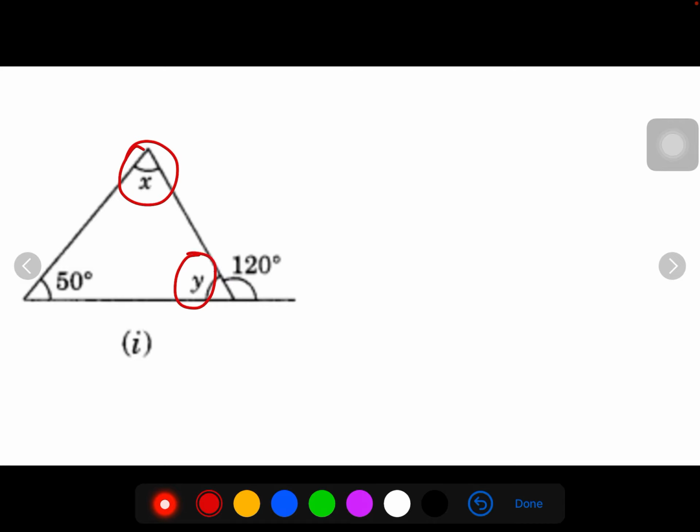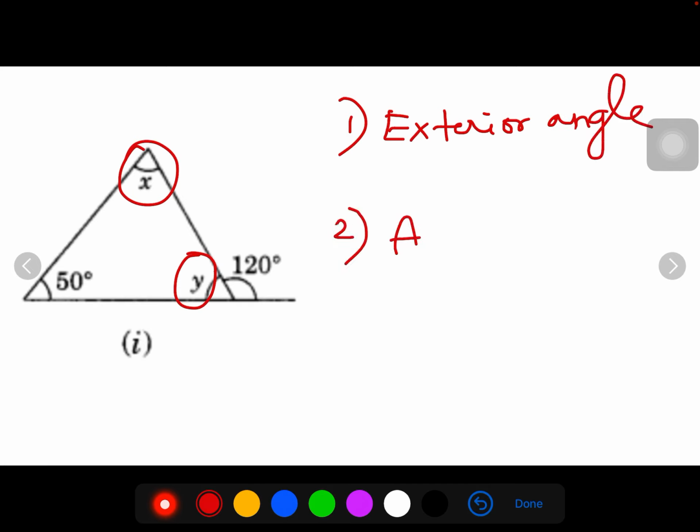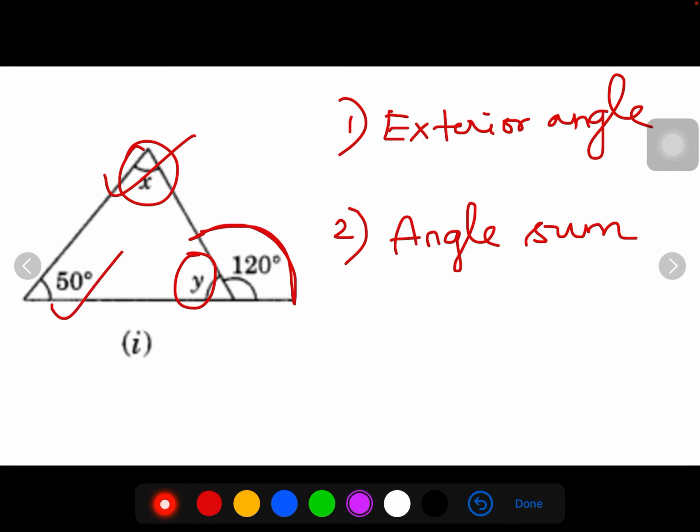Whichever property is required to be applied, we need to apply those properties and find the values. So here you'll be applying the exterior angle property and the angle sum property. What is the exterior angle property? The exterior angle is equal to the sum of the interior opposite angles. Here 120 is your exterior angle and the interior angles are x and 50.